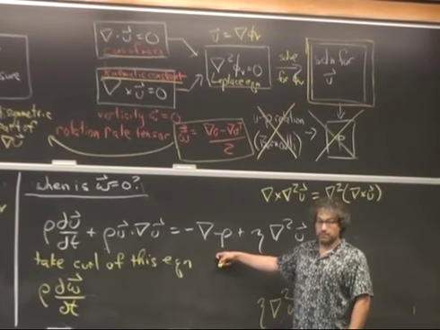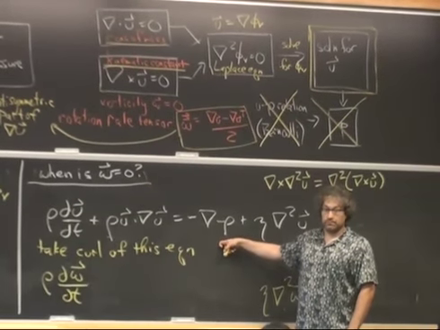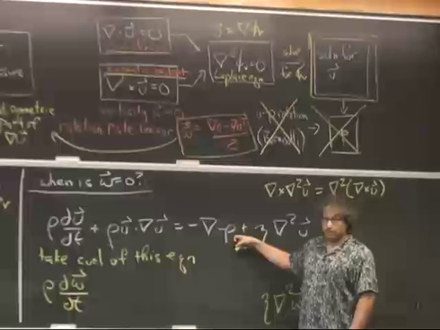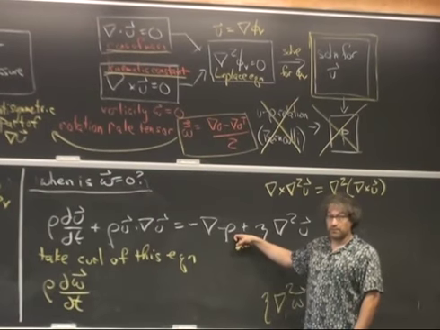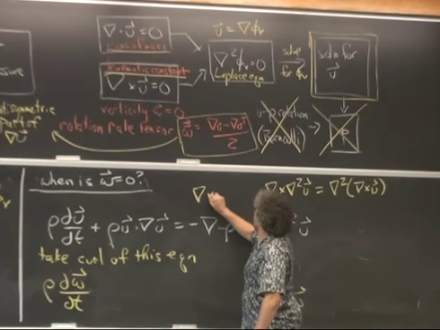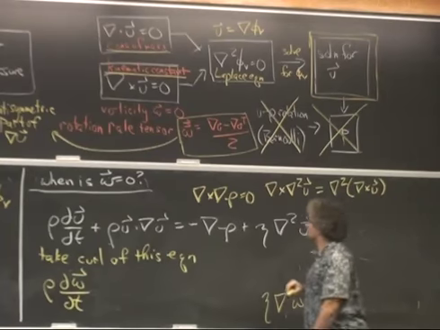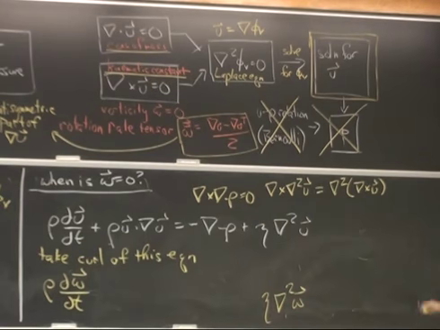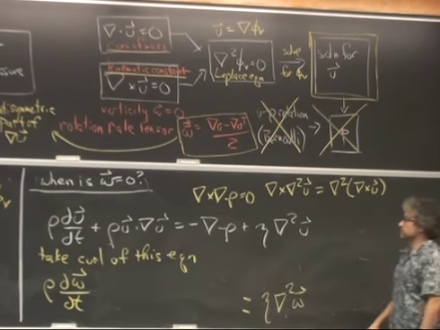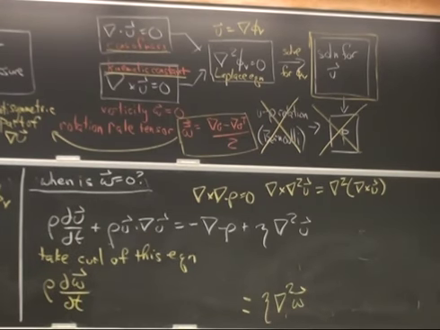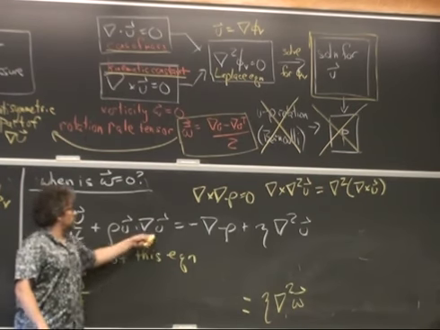Now, if I take the curl of this term, what happens? It's 0. Why is it 0? That's right. It's a vector identity that the curl of the gradient of any scalar is equal to 0. So this is true identically for any pressure field. And so that term just goes away. And then what I'm left with is now the curl of this expression. And this expression is now trickier because now this term is nonlinear.